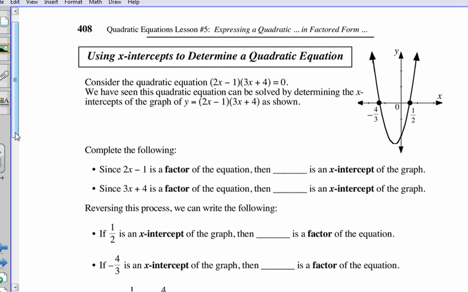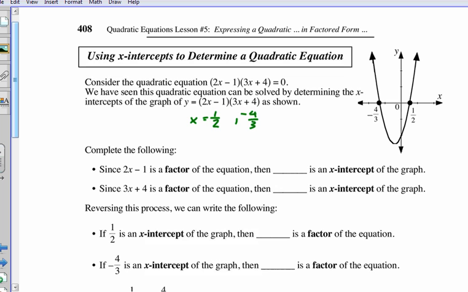Consider the equation 2x minus 1 and 3x plus 4. We have seen this quadratic equation can be solved by determining the x-intercept, so the graph, right? And we did that last day. Or we can look at the roots, right? So second, opposite sign, second over first. So 1/2 and negative 4 over 3 would be what x is equal to.